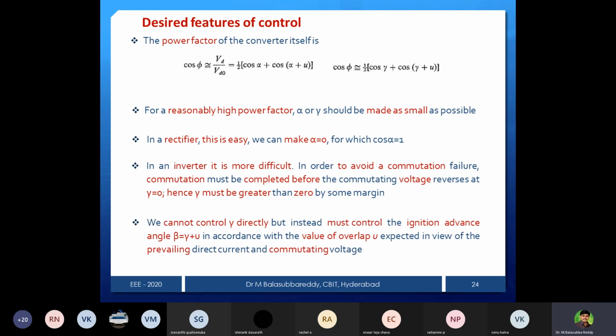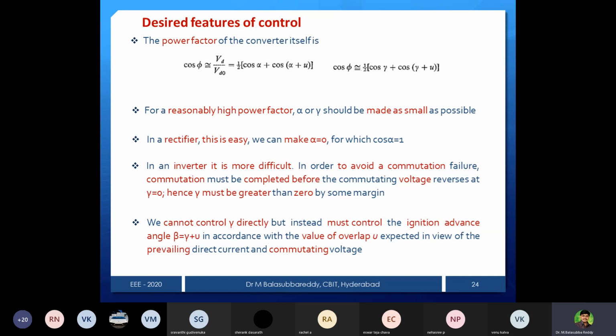Some margin angle, preferably 15 degrees for a 50 Hz supply, is needed. We cannot control gamma directly, but instead must control the ignition advance angle beta, because there is a relation between gamma and beta. Beta is equal to gamma plus u, or mu. Once you control beta, gamma is automatically controlled: gamma is equal to beta minus u, or mu, in accordance with the value of overlap. So based on the overlap interval, you control beta and gamma is automatically controlled.